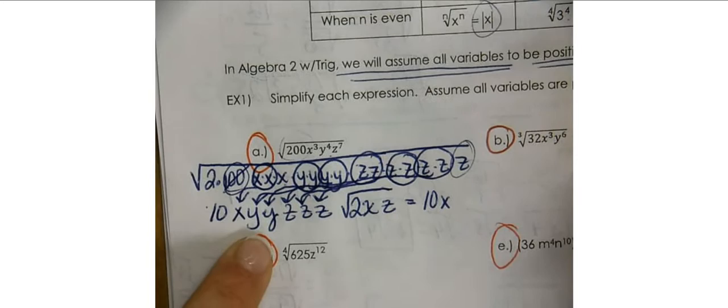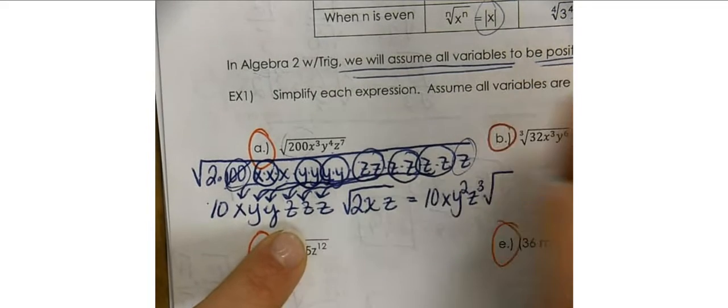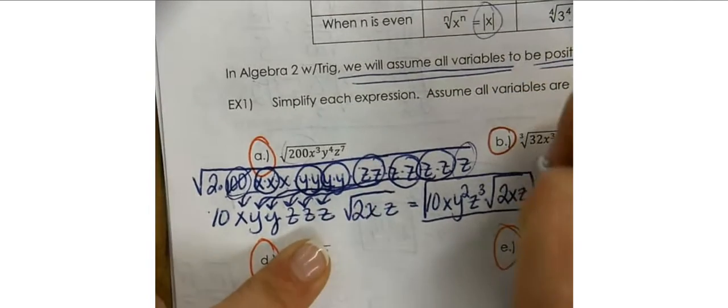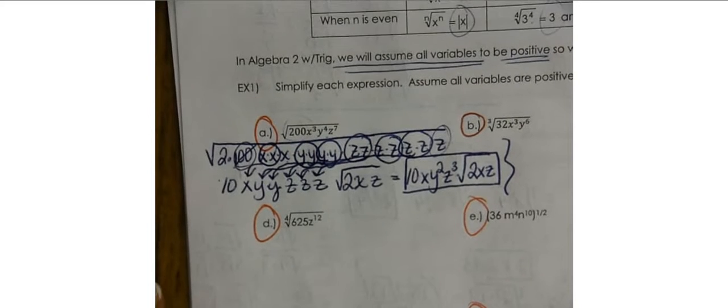So my final answer is going to be 10x, this is y times y, which is y squared, z times z times z, which is z to the 3rd, times the square root of 2xz. And that is your answer. Now, ladies and gentlemen, you probably are thinking, wow, that's a lot of work. There's got to be a shorter way. And there is.